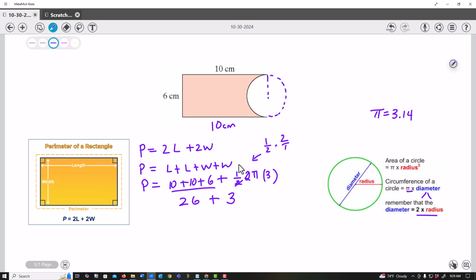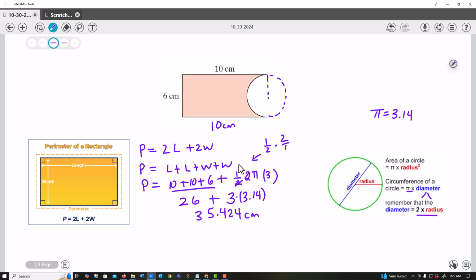I can move the 3 out front, and remember pi we write as 3.14. Remember, when I have these next to each other, they mean multiplication. So that's 3 times 3.14, and I throw that in a calculator and I get this number, and my units would be in centimeters because I'm just adding up each one of these centimeters.